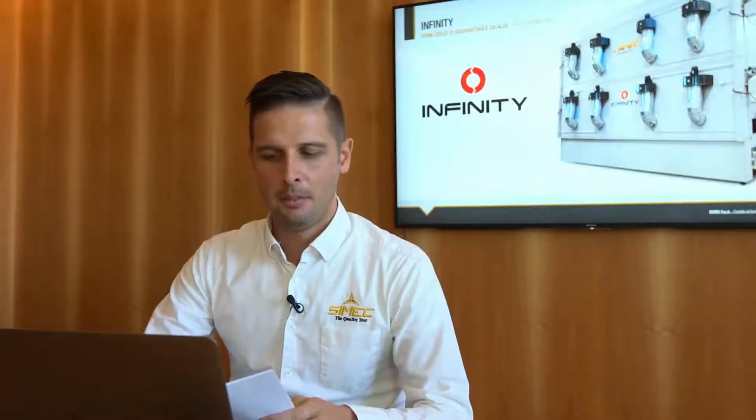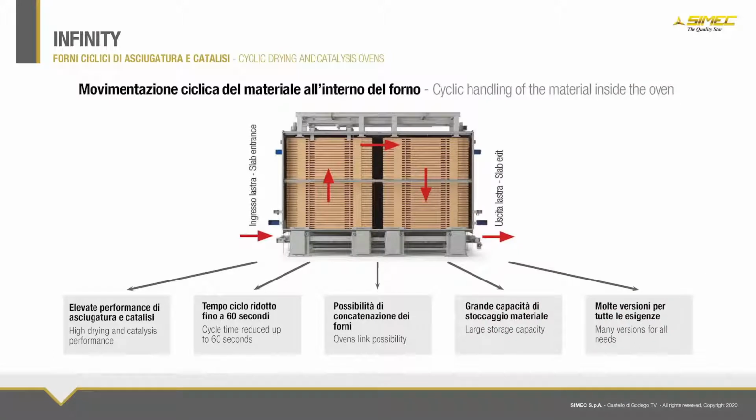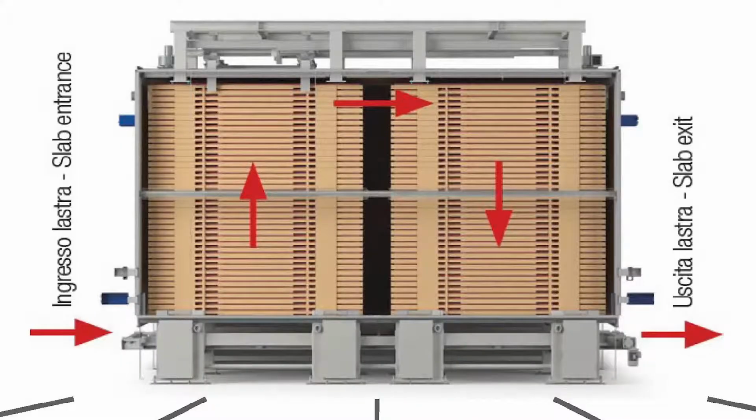I'm in charge of the SIMEC Plant Department, and today I'm here to talk about the technical characteristics of the Infinity drying and catalysis oven. The main characteristic of this typology of oven line is that the material enters the oven supported by a tray, goes up, translates, and goes down inside the oven itself. Such a solution allows storing a great quantity of material inside the oven, with a moderate height so as to fit in the building that houses the whole plant.